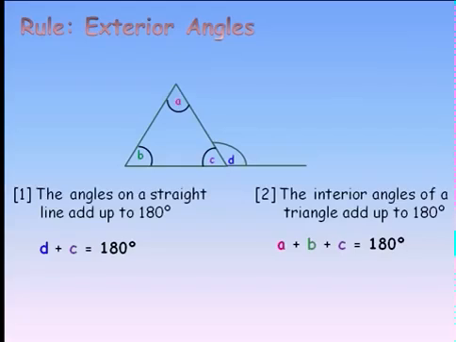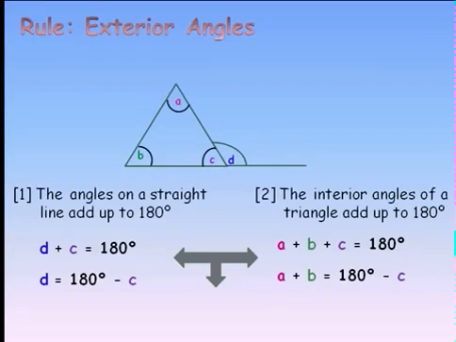So using some simple algebra, on the left-hand side, we are going to try and put the C onto the side with the 180 degrees. So in order to do that, what I have to do is change the sign of the C from a positive to a negative because I've taken it over the equal sign. So I get D equals 180 degrees minus C. I do exactly the same thing on this side. So I get A plus B equals 180 degrees minus C.